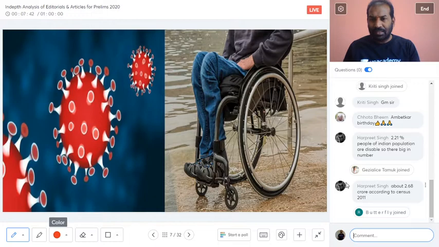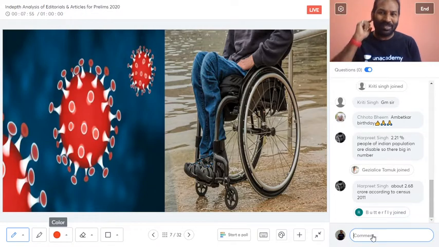Harpreet Singh says that 2.21 percent of the Indian population is disabled, so that is a big number. Yes, 2.68 crore according to the census of 2001. Okay, fine. Chota Bhim says it is Ambedkar's birthday. Okay, fine, very good. April 14 is Ambedkar Jayanti. Thank you very much. And then Nikila also has joined. So good morning to you also, Nikila.